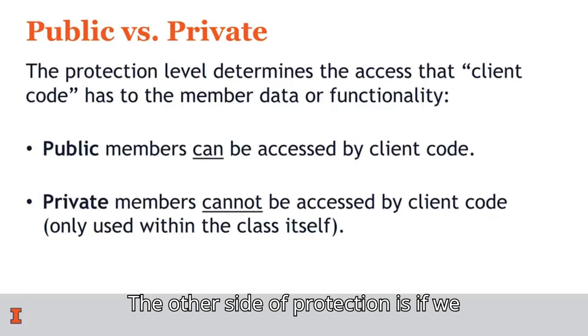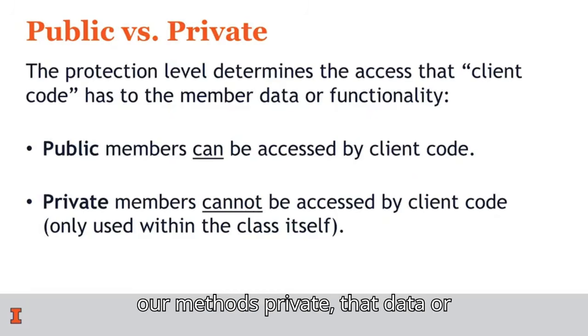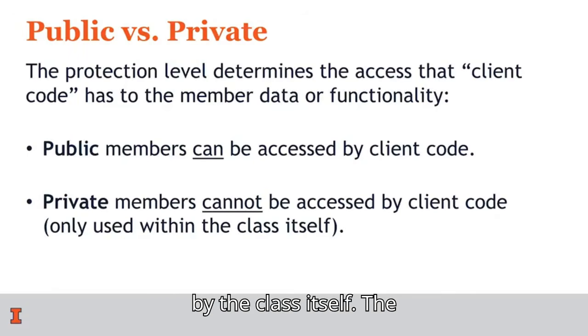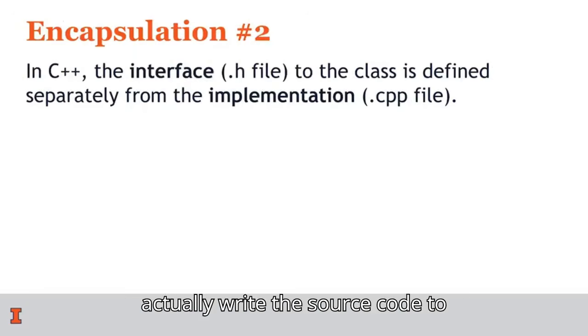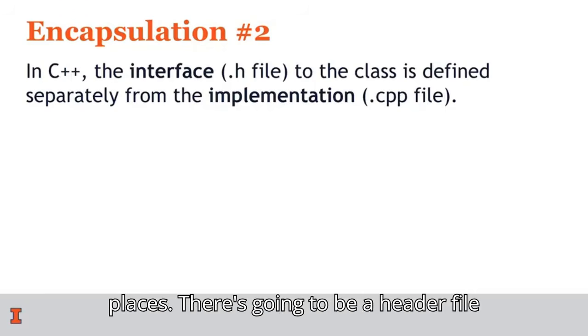The other side of protection is if we declare any of our variables or any of our methods private, that data or that functionality can only be accessed by the class itself. The second idea of encapsulation is when we actually write the source code to implement all of this. We're going to write the source code in 2 separate places.